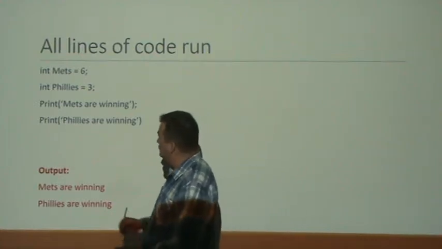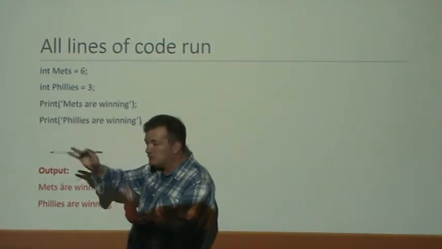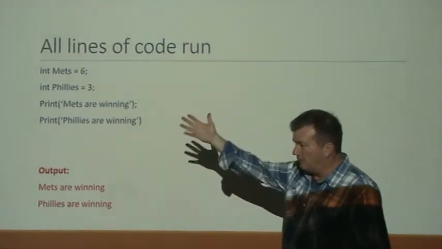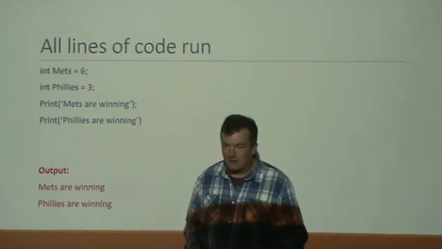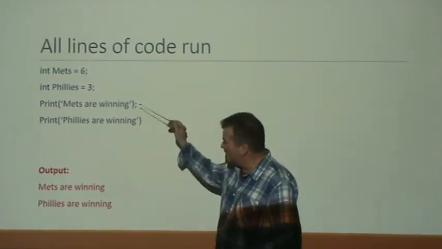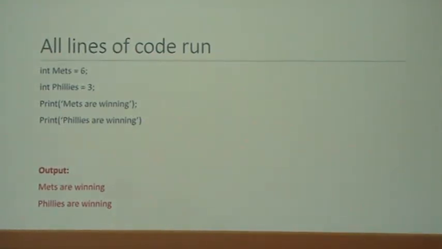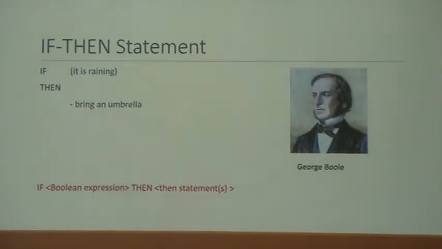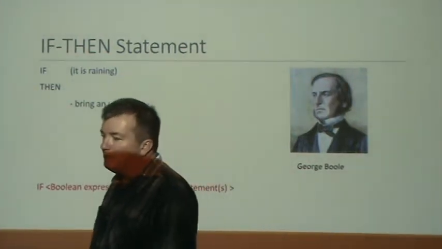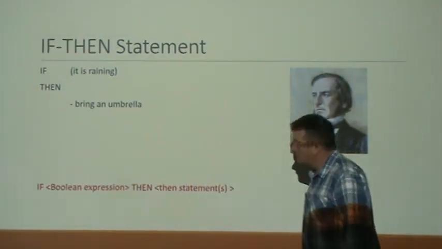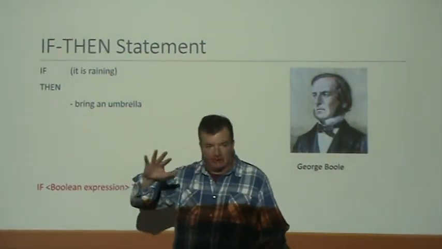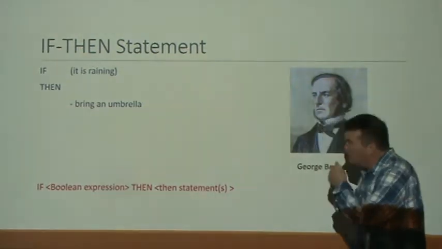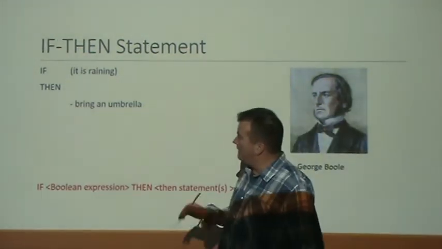What we would like is to look at these two variables and make a decision about them. If the Mets have a higher score than the Phillies, we would want to say the Mets are winning. But if the Phillies have a higher score than the Mets, then we'd want to say the Phillies are winning. But we don't want to say both. So we have these two lines of code that need to run not all of the time, but some of the time, right? So that introduces, when you have code that needs to run sometimes, but not all the time, this introduces the idea of an if-then statement.